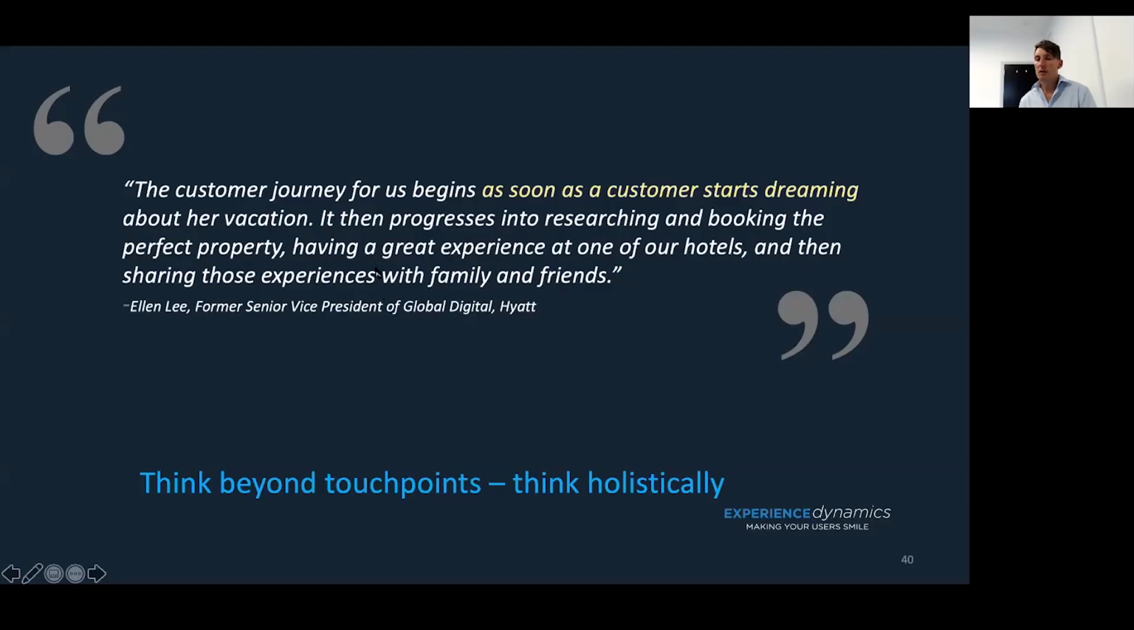Great quote here from a former SVP from the hotel chain Hyatt. As soon as she starts talking about her dreaming. So this is the dream stage at the beginning. This is a reverse dream, right? Which is an interesting acquisition issue, and e-commerce is all about funnel optimization and getting them through the cart. It's all about the buy.